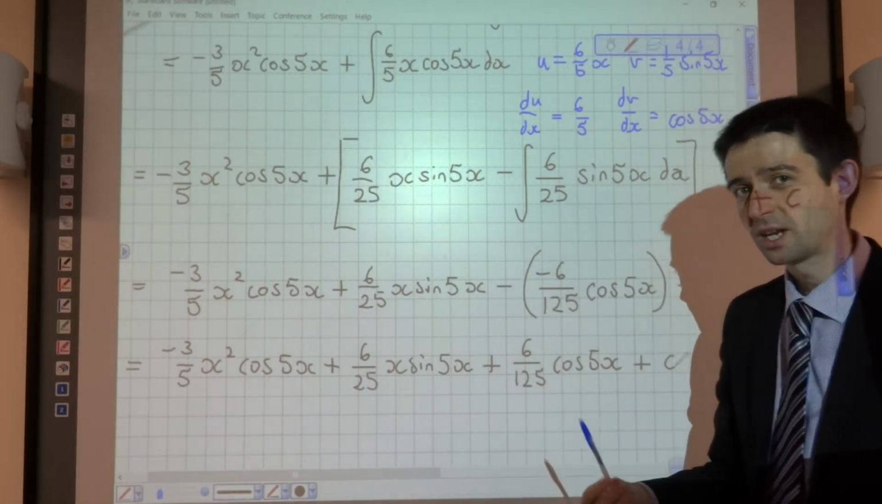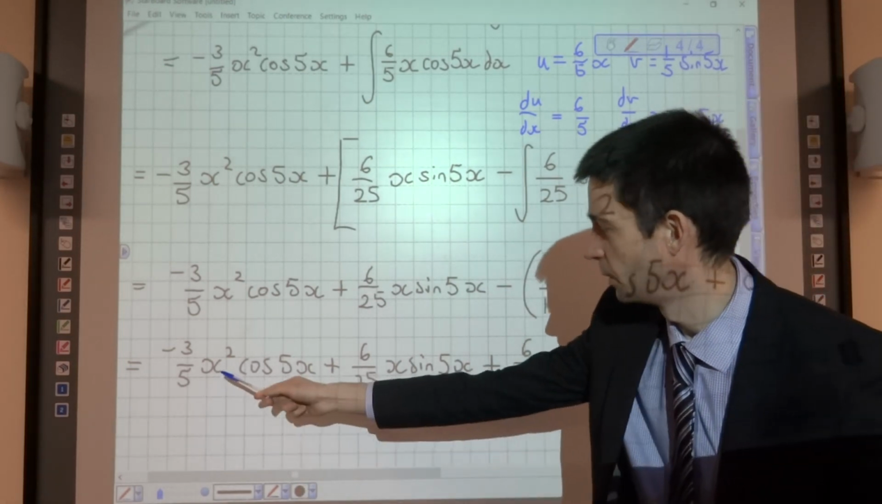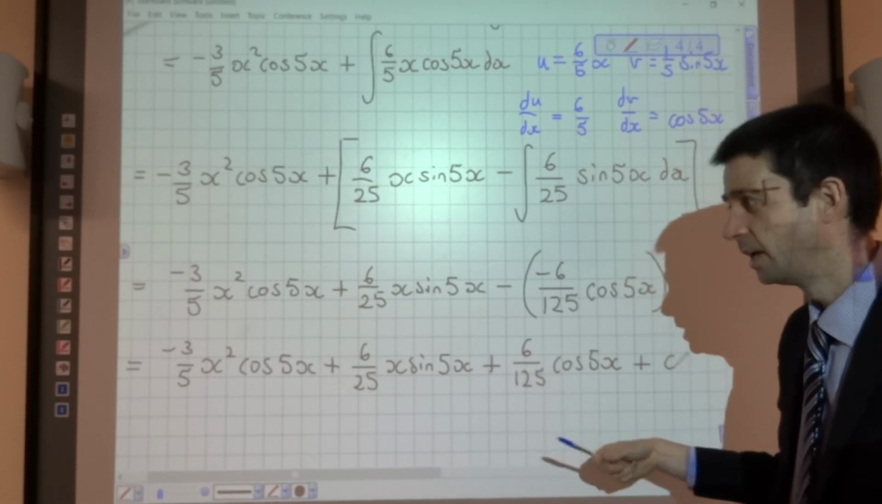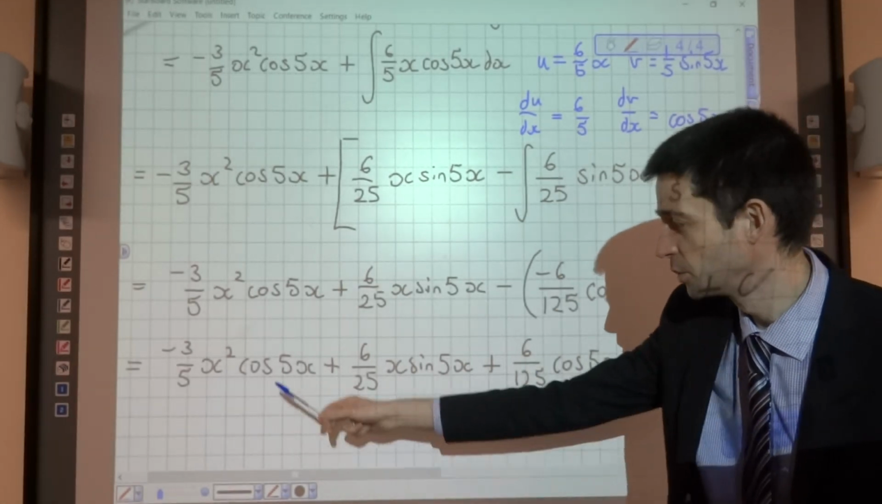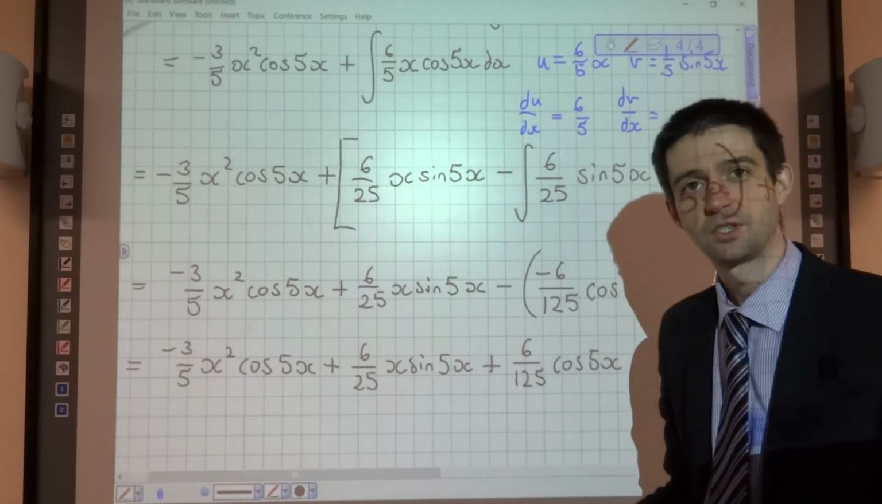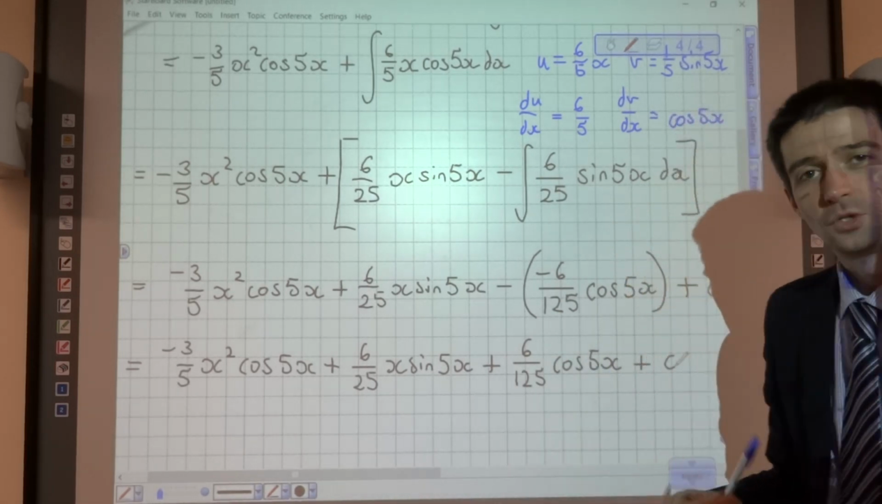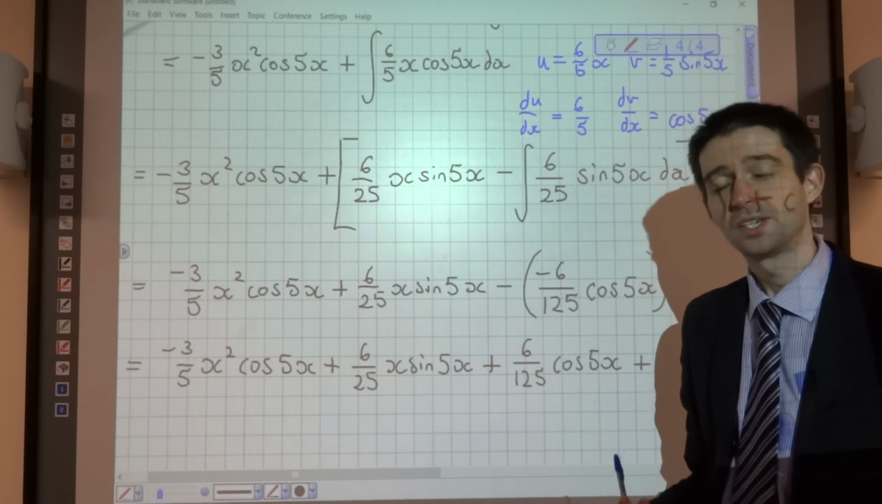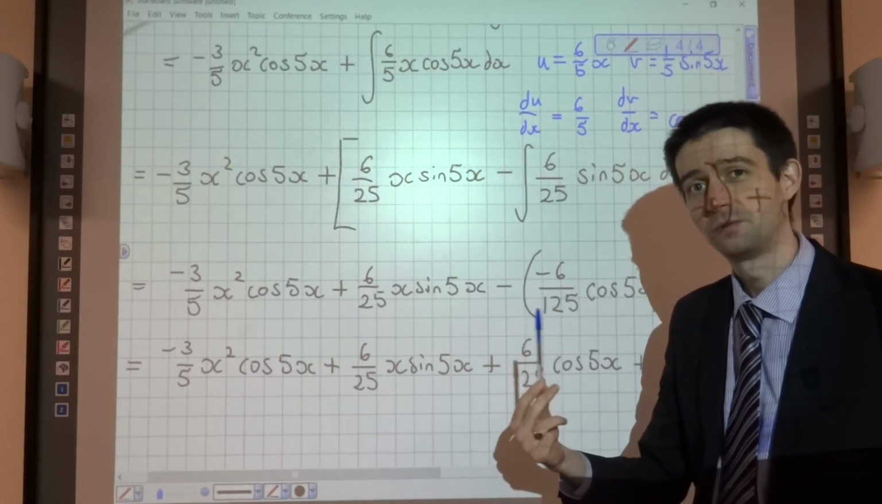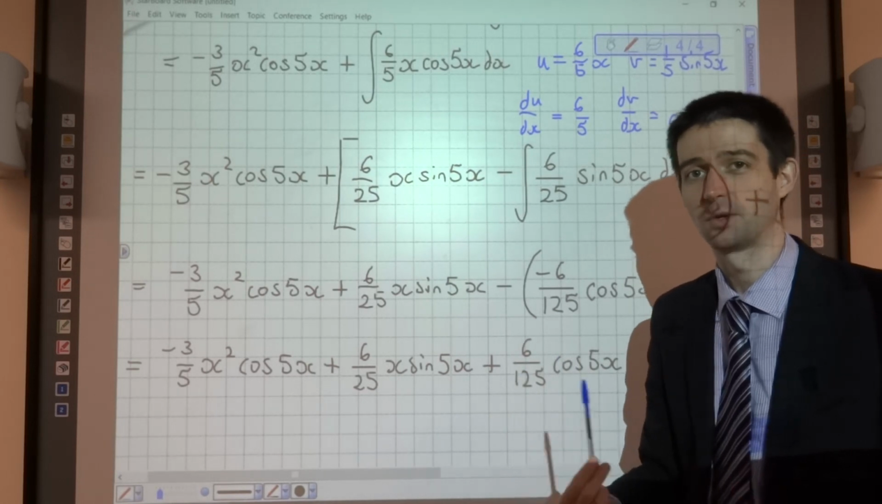Something just to have a look at. Does our answer make sense? Well, actually, yes, it does, because look, we've got x squared, x to the 0, so we've got decreasing powers of x. That's good. We've also got an alternating pattern between cos and sine, which makes sense with this result as well. So there you go, integrating by parts twice, and the key thing was spotting that that was the case because the first function was x squared. So integrate by parts twice.